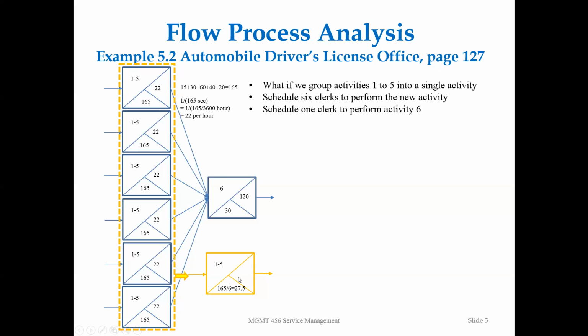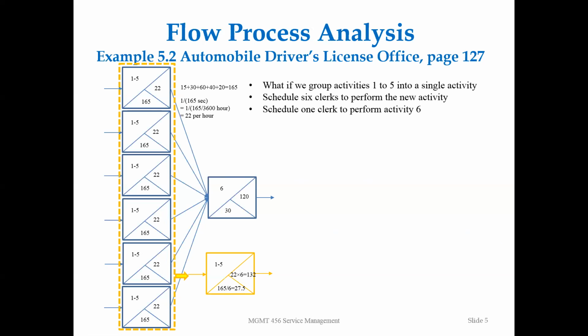Similarly, what's the new capacity? The capacity was 22. Now, because I have 6 people to handle it, my capacity will be much larger. It'll be 22 times 6, which is 132 per hour. So that is the new capacity. This is the new cycle time. With these 2 boxes, the new flow process only includes 2 stages, stage 1 and stage 2. Now let's identify the bottleneck.